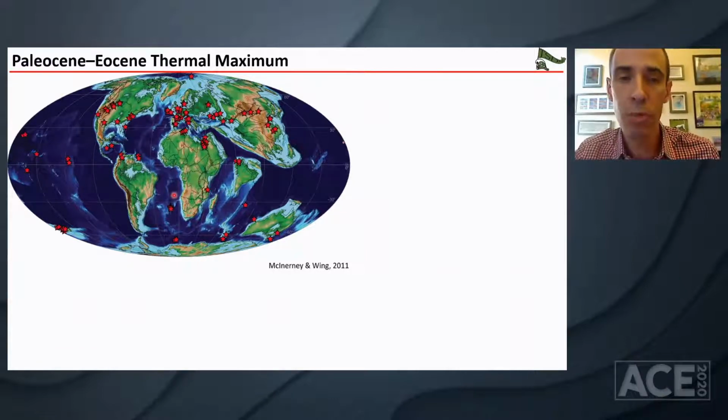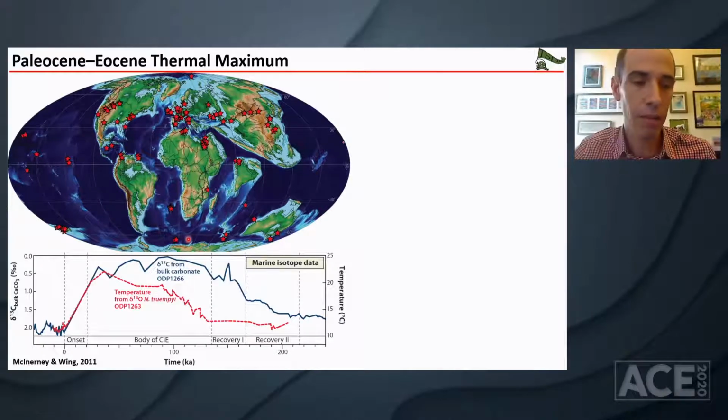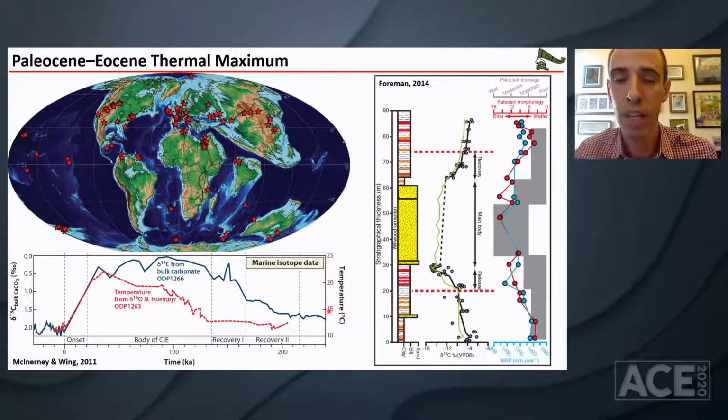So there's a large number of sites here with the stars that are showing where we have records of the PETM. But just to give everybody a little bit of info here, the PETM was an event that lasted about 200,000 years, where we had this rapid onset of an increase in carbon in the atmosphere. Carbon was high in the atmosphere for some time period before it fell out.